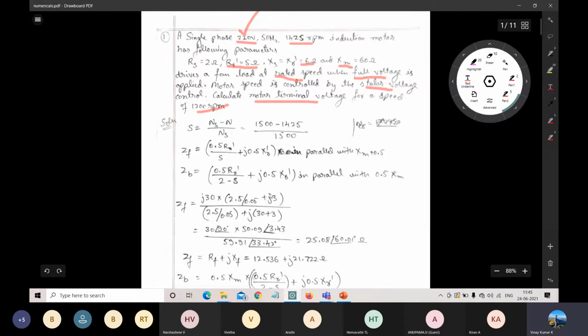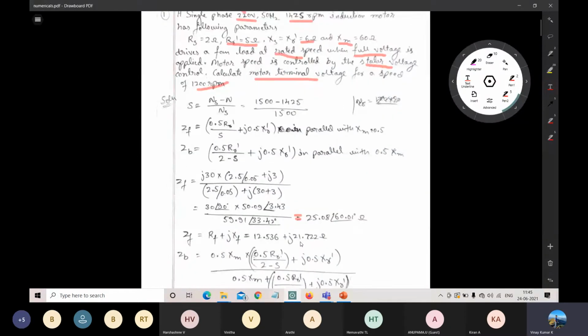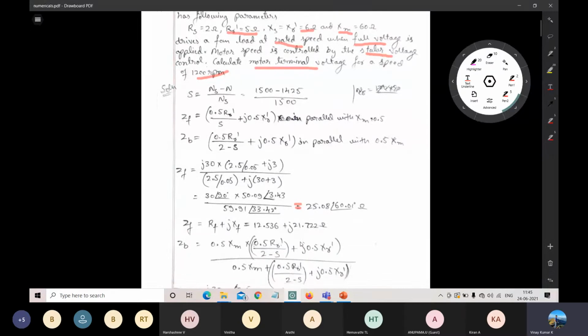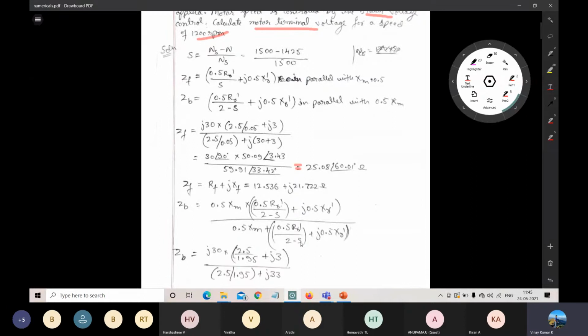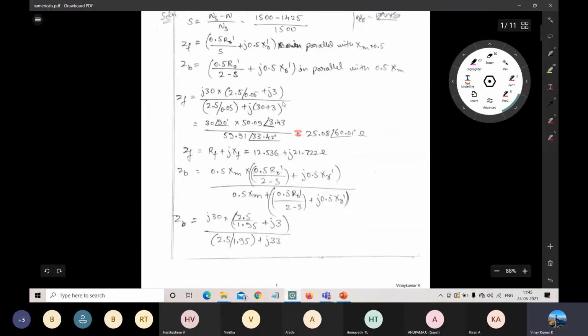Okay, try to solve now. You get 50.9 at an angle of 3.43. Similarly the denominator, after simplification, you will get 25.08 at an angle of 60. So this is about ZF. Converting that, you can calculate the same thing in rectangular form. You will get 12.536 plus j21.722. So we know ZF is equal to RF plus jXF.